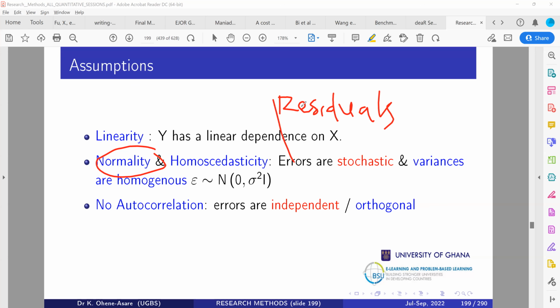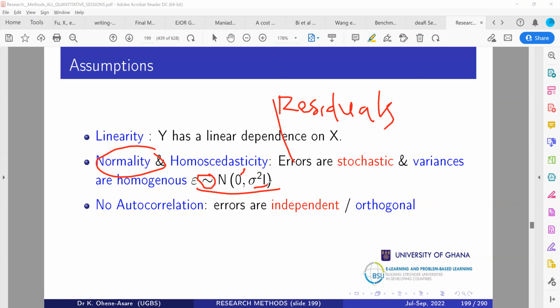One of the assumptions is that the error term must be normally distributed. You see, this time I'm using epsilon for the error term. I was using U before, same thing. The error term must be normally distributed. This symbol, tilde, means distribution. It must be normally distributed with a zero mean. So the mean of the error has got to be zero. And then the latter one is that the variances must be constant.